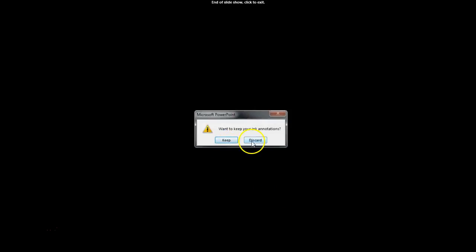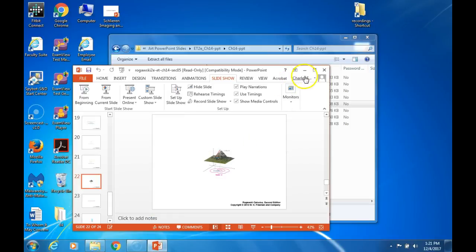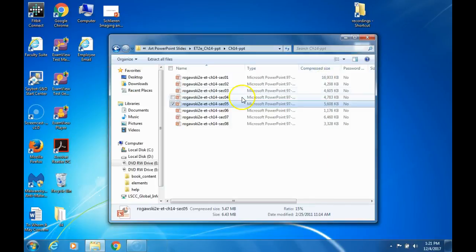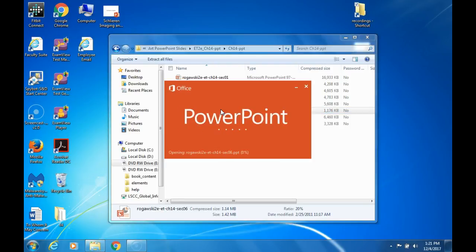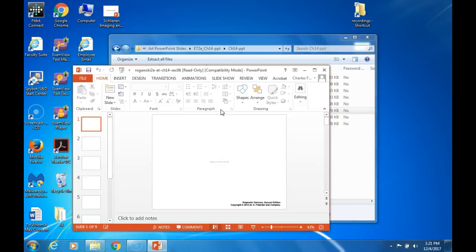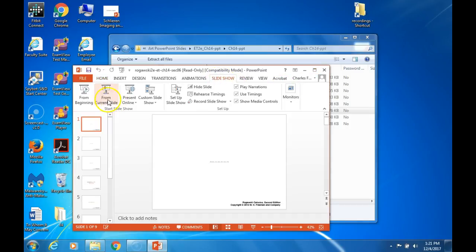All right, that wraps up 14.5, finally. Let's move on to 14.6. Hopefully we'll get most of this one done today. All right, here we go.